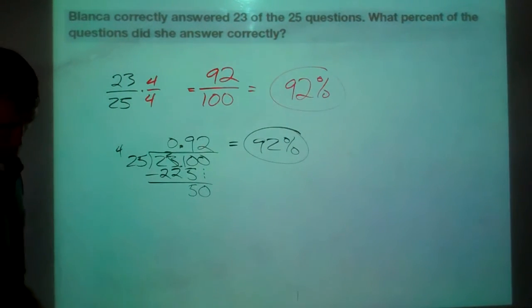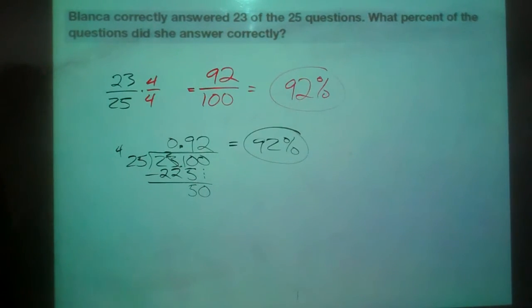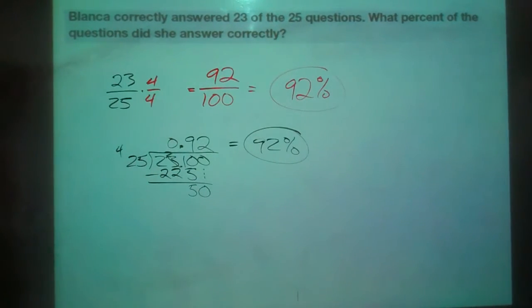Alright, so just some review on our percents and decimals and things like that, fractions, and that's what we went over today. We'll cover that assignment tomorrow.